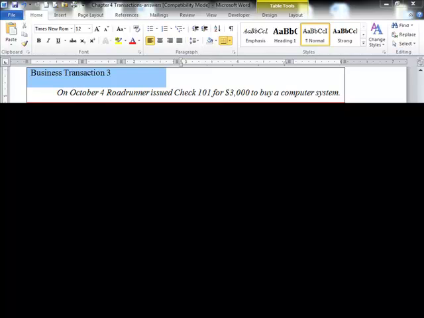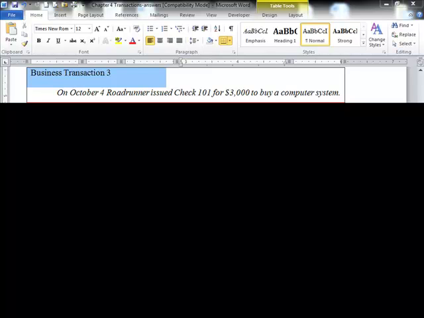and decrease another asset. So let's take a look at this situation here, where we are buying a computer system for $3,000. We are buying it by writing a check. So that means we're paying right now. We don't owe anybody any money or anything like that. We're just going to pay for it. Remember, writing a check is acting like cash in bank.